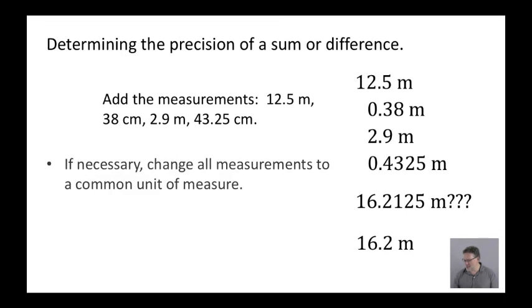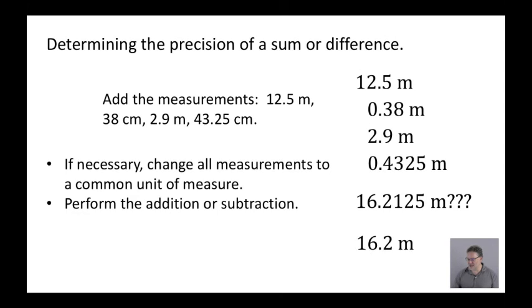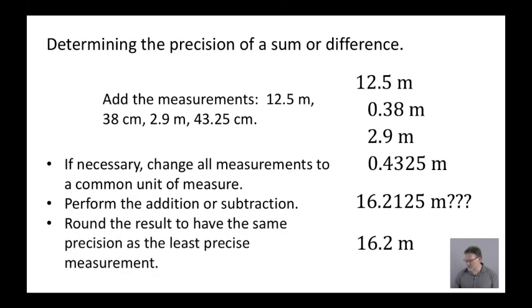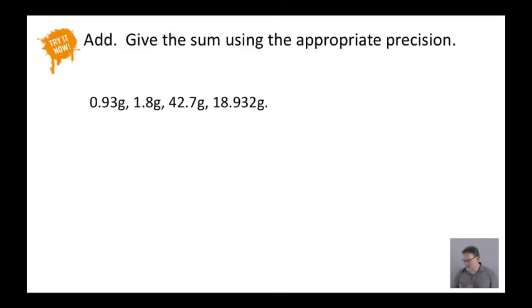So once again, we're changing all measurements to a common unit of measure. We do the addition or subtraction, and we round the result appropriately. So do this one on your own here. I'm adding together 0.93 grams, 1.8 grams, 42.7 grams, and lastly 18.932 grams. Add those up and report your sum using the appropriate level of precision. Take some time to do that.